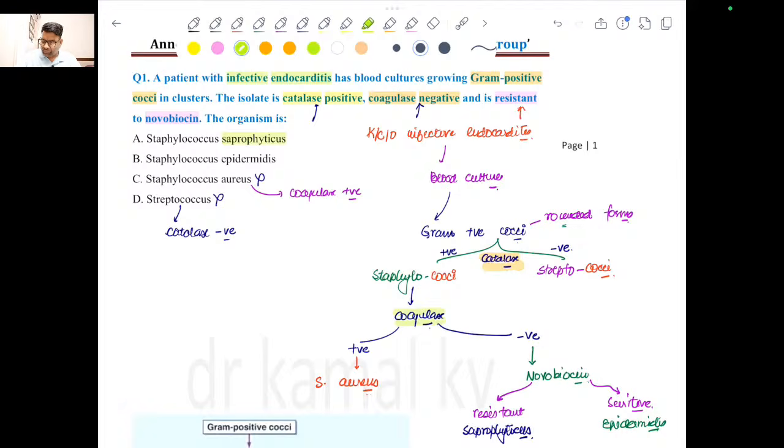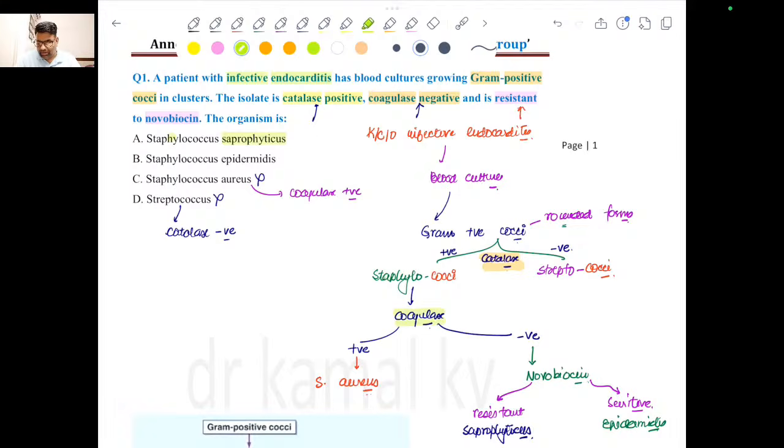So, this is how we need to go with these kind of questions, and these are pretty common in exam. Most of the time they will give you some reactions or sensitivity to some antibiotic, and then you have to follow the entire flow chart, and then only you can reach the answer. So, catalase positive Staphylococcus, coagulase negative, it means either epidermidis or saprophyticus, and resistant to novobiocin, it means it is saprophyticus, right.